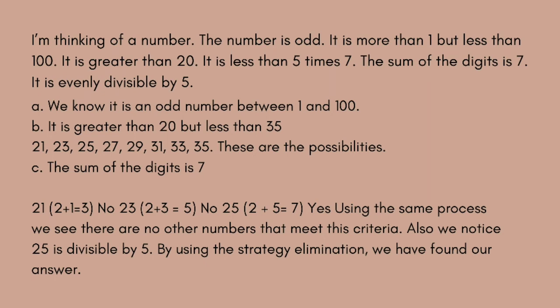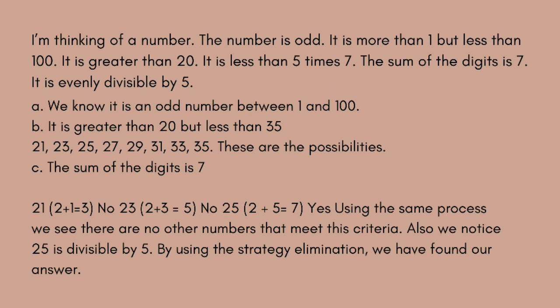So we know that it is an odd number between 1 and 100. Next, it is greater than 20 but less than 35. So 21, 23, 25, 27, 29, 31, 33, 35. These are the possibilities. Now, next is the sum of the digits is 7.